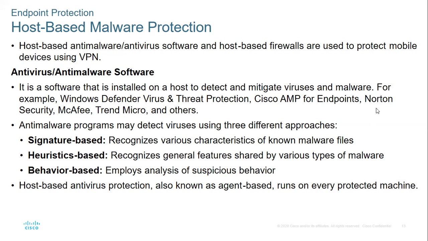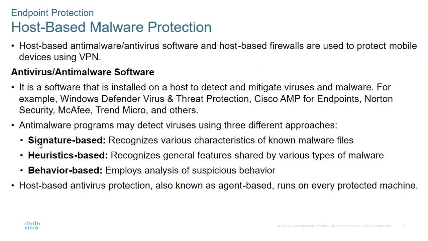These are very, very big. These are very, very good. Now, the anti-malware uses 3 ways of detecting malware. The first one is signature-based. The signature-based approach recognizes various characteristics of a known malware file. The manufacturers of antiviruses come up with a signature of a virus, and what an antivirus or anti-malware has is a database of signatures of well-known viruses.